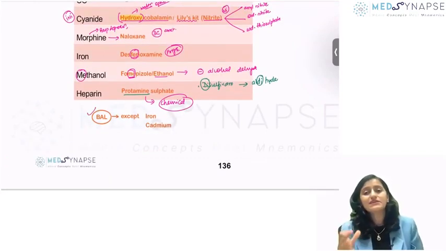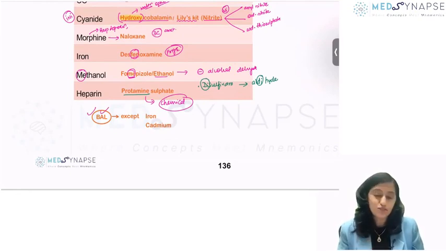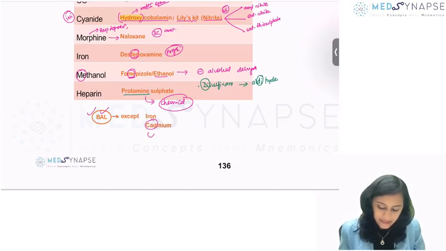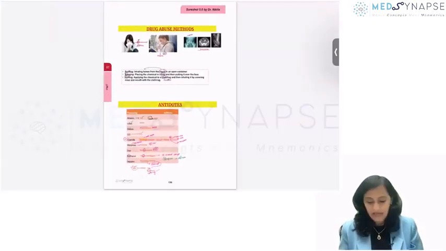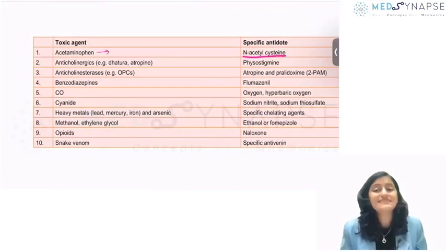Remember, BAL is given in heavy metal poisoning, except what should you not give BAL in? Cadmium and iron. So cadmium and iron. Next, in the table here, acetaminophen, which is paracetamol, very frequently asked: N-acetylcysteine.